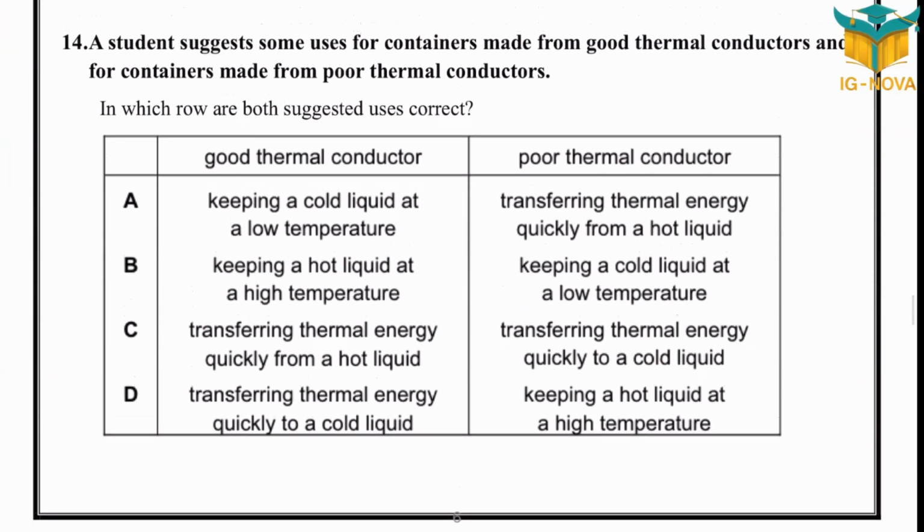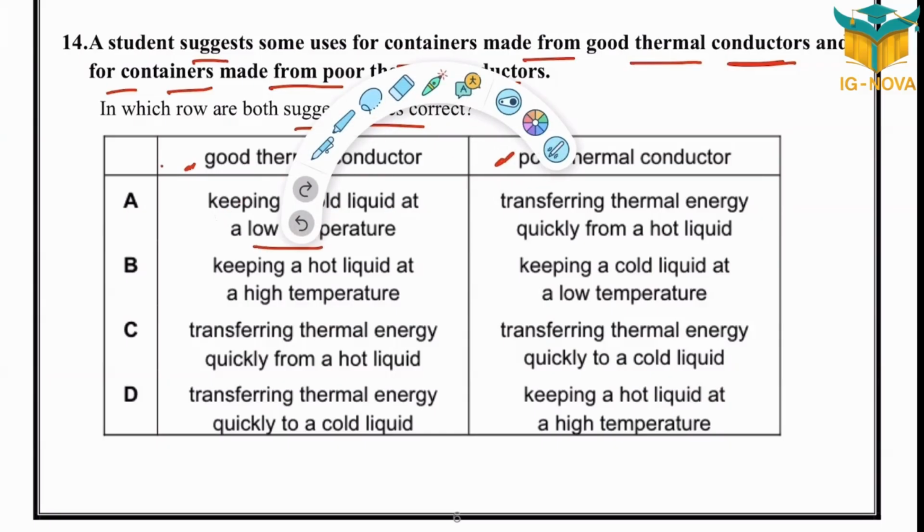Question 14. A student suggests some uses of containers made from good thermal conductors and containers made from poor thermal conductors. In which row are both suggested uses correct? What is the best description for a good thermal conductor and a poor thermal conductor, or insulator? Good thermal conductor, keep cold liquid at a low temperature? No. Heat flows.